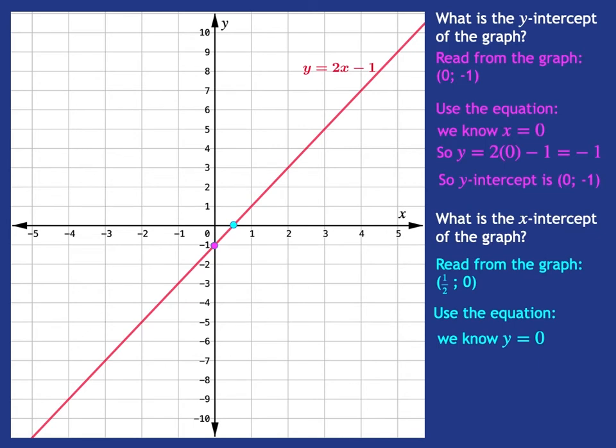And so we also know the point is on the graph, so it must obey the equation y is equal to 2x minus 1. And so we can put 0 in place of y in that equation. And now we just have to solve that equation, and we will get that x is 1/2.